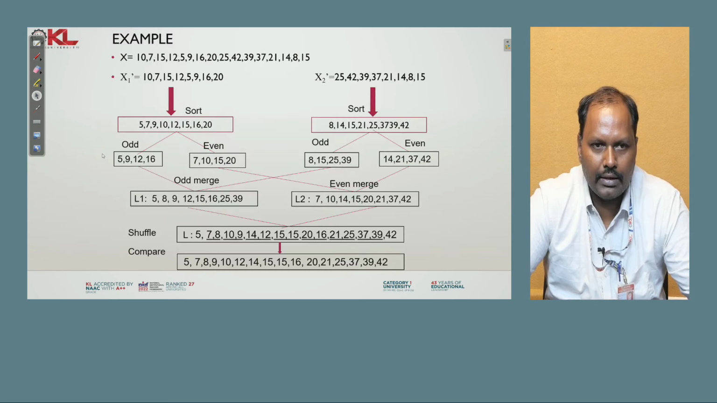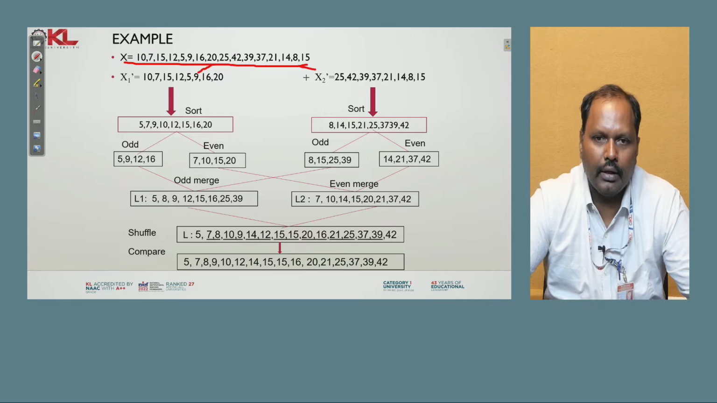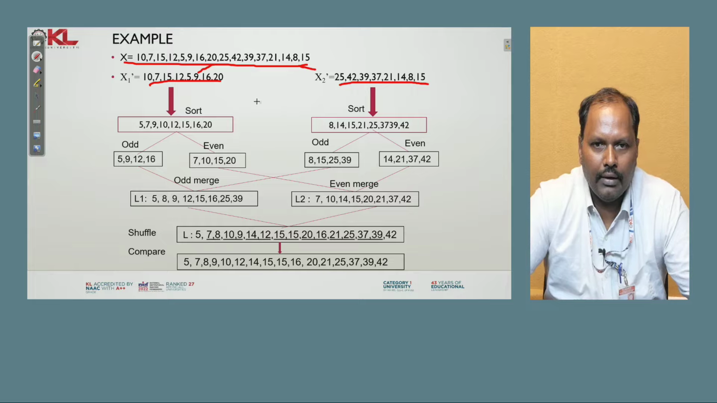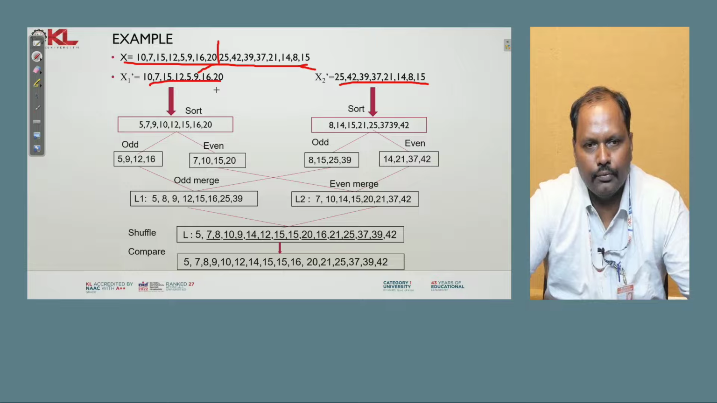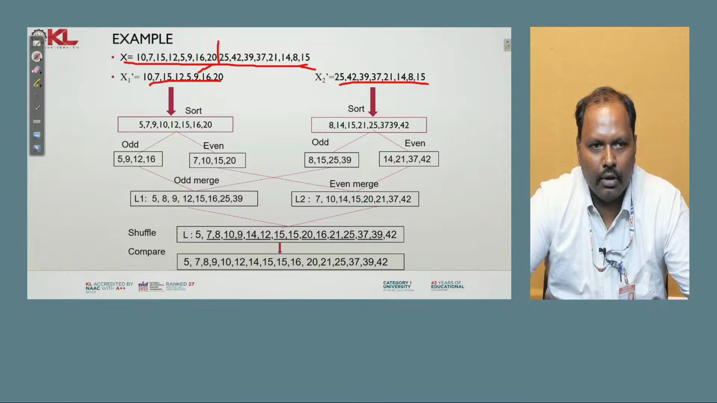Now going to an example. This is the x value, with the number of values available. This will be divided into x1 data and x2 data. Then the x1 values go here and the x2 values go here. They split the data into x1 and x2. After that, x1 goes for sorting. Now we sort the data.